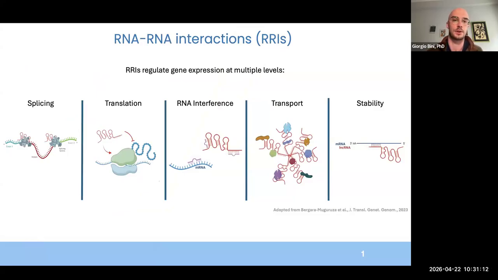As a quick introduction, RNA-RNA interactions mediate several functions in the cell. They play both regulatory and structural roles, helping to organize complex interaction networks. They are involved in key processes such as splicing, translation, RNA interference, transport, and stability. Overall, they represent a fundamental layer of gene regulation.